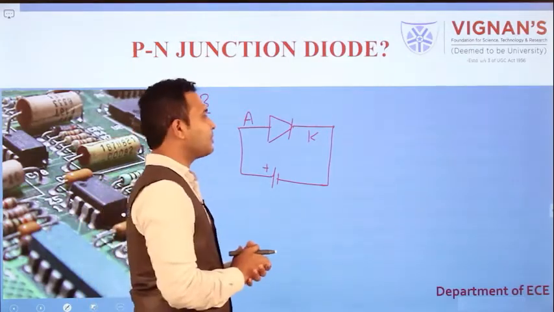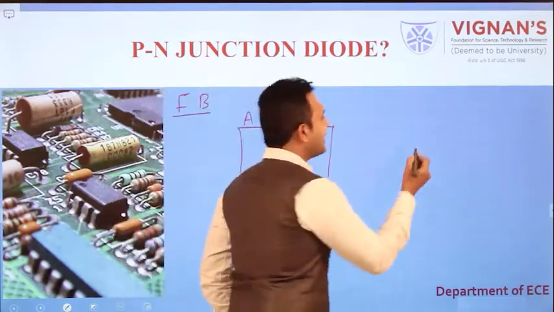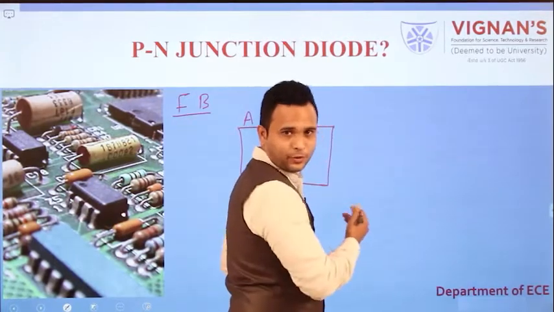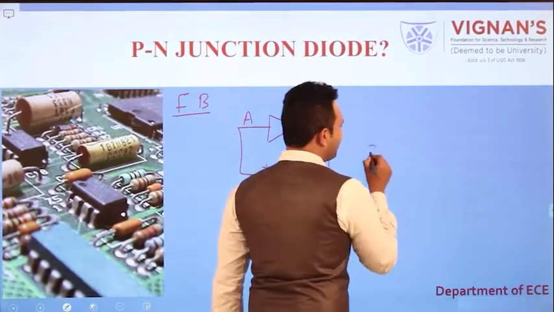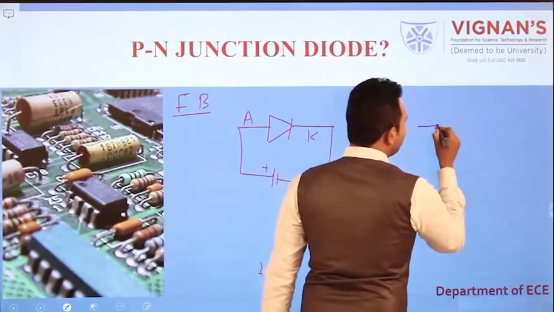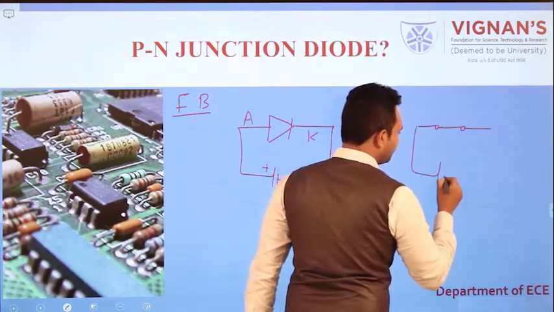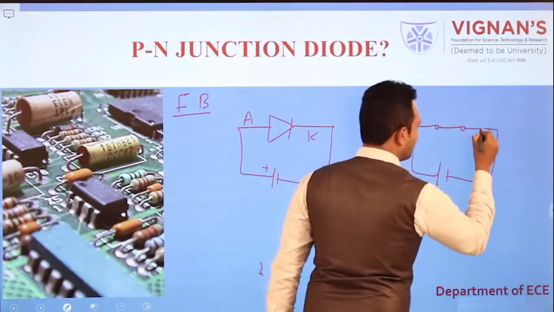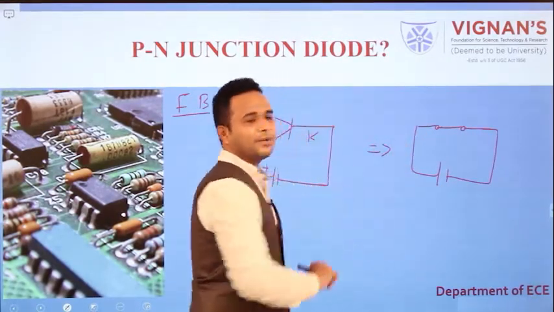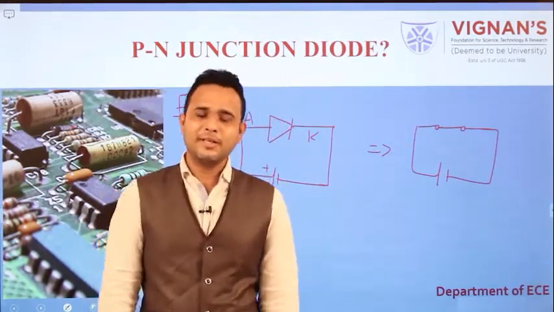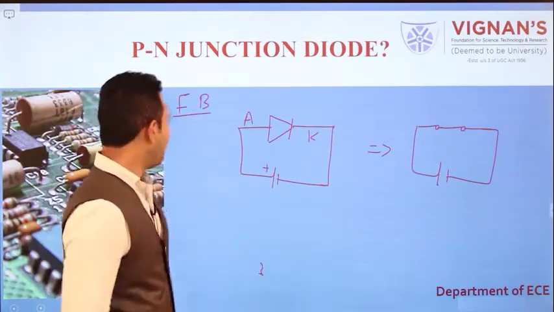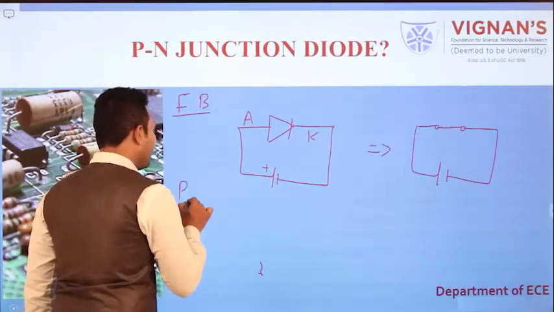So what is meant by closed switch? I will draw the equivalent circuit in forward bias. So this is the equivalent circuit. In this regard, in forward bias, this diode acts as a closed switch.